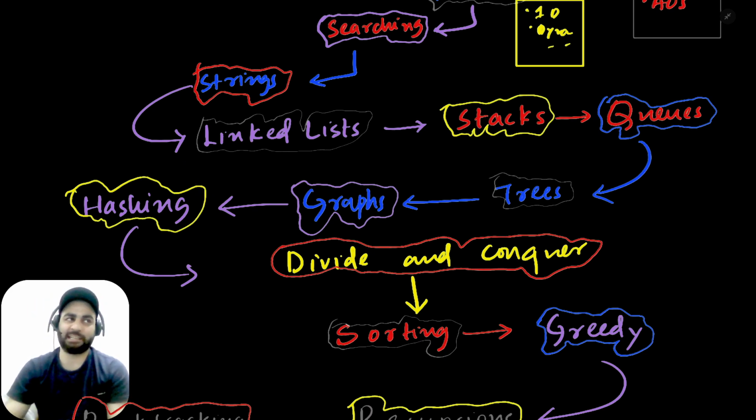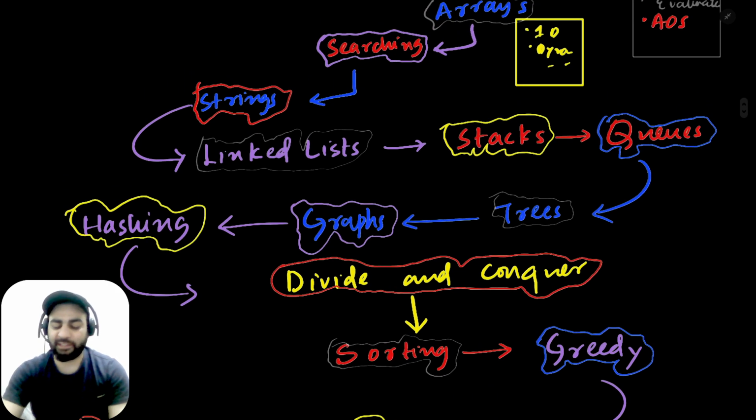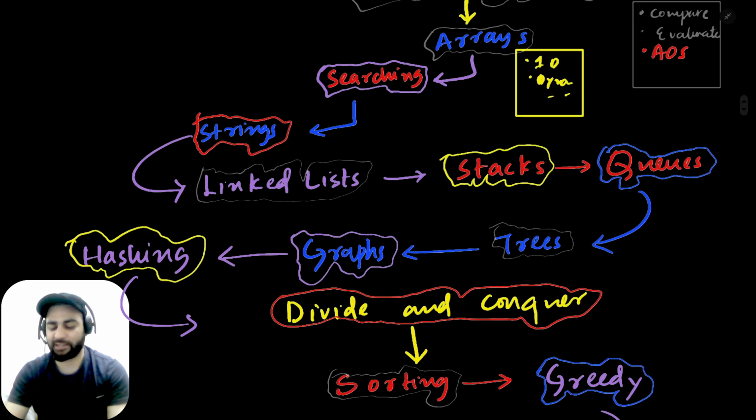Hashing is a technique where you hash some values and stuff like that. Once we are done with the data structures, this part will cover the basic data structures: arrays, linked lists, stacks, queues, trees, graphs, and hashing.